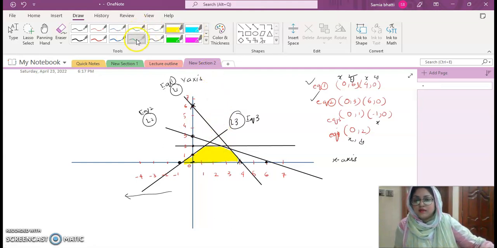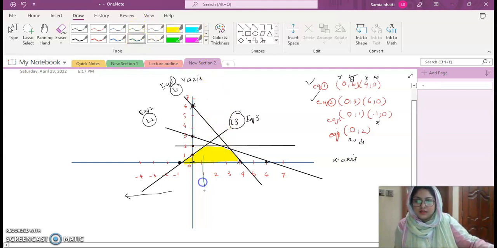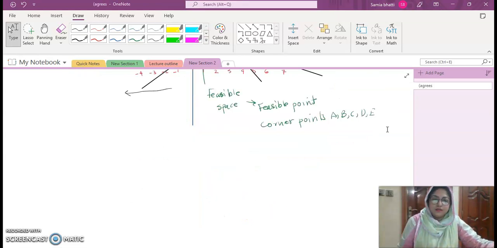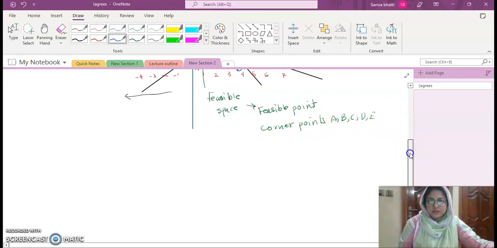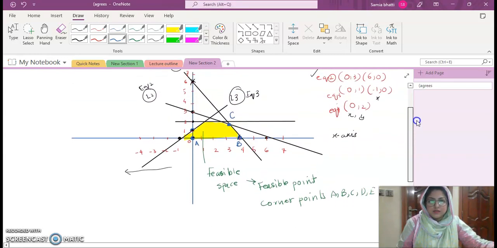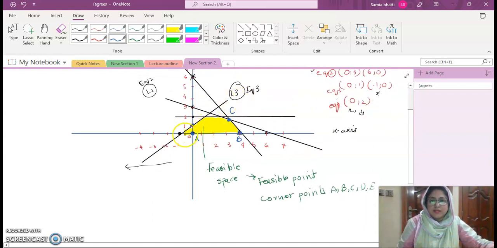So simply we will label it as a feasible space. Now out of this feasible space we have to take out feasible points, and we will take out the feasible points with the corner points A, B, C, D, E, whatever the corner points have been made. So how can we make the corner points? You will see that wherever the lines are intersecting, we can make the corners.